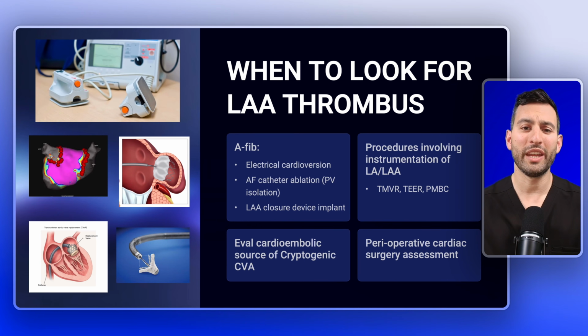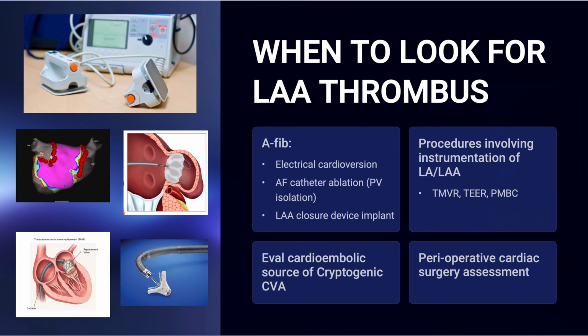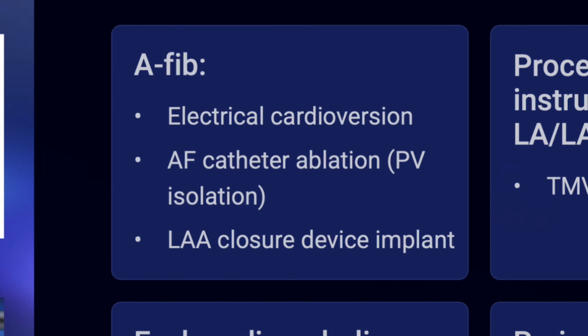In what clinical scenarios would you consider looking for a left atrial appendage thrombus? Well, especially in a patient with atrial fibrillation in the peri-procedural period, this would be considered in a patient who's undergoing electrical cardioversion. And I'm not going to discuss all the implications around anticoagulation management here, but just think about it when it comes to cardioversion. For an AFib catheter ablation, especially with pulmonary vein isolation, for a left atrial appendage closure device implantation.